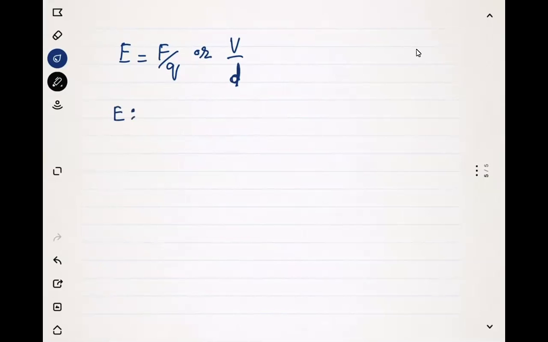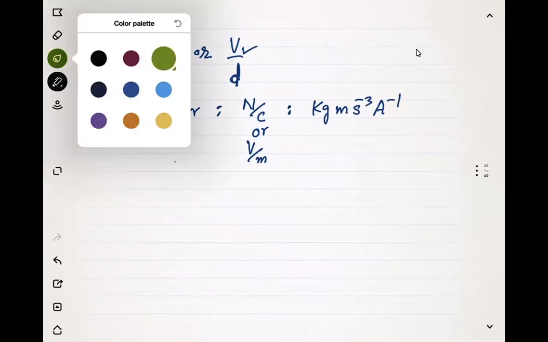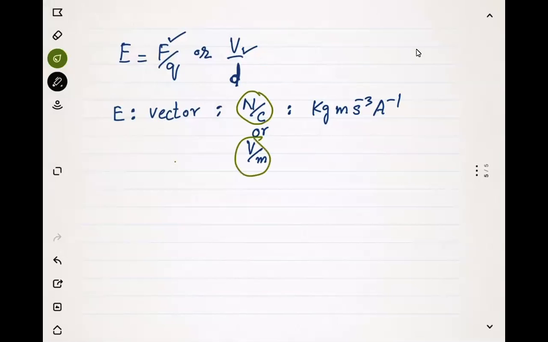So electric field strength is a vector. Its unit is Newton per coulomb from this formula, or the other unit is volt per meter from this formula. And its base unit is kilogram meter second minus 3 ampere minus 1. So these two are the units, and this one is the base unit.